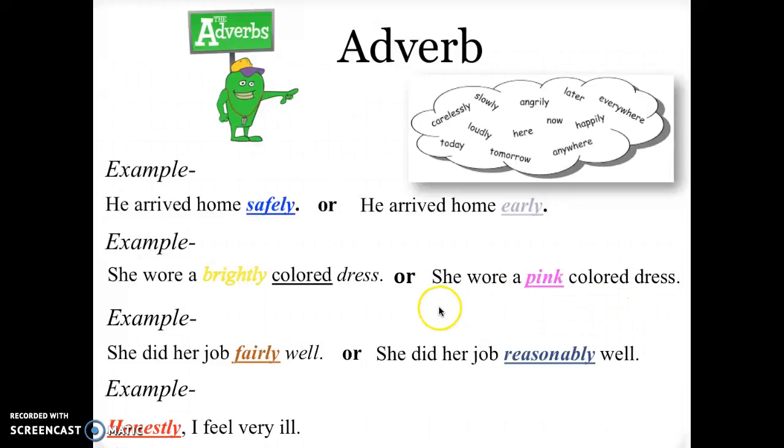For example, there's another one down here. She did her job fairly well. Well says something about the manner in which she did her job, and fairly says something about well. Or we could have also said, she did her job reasonably well, in which reasonably, the word underlined here, would be considered the adverb.